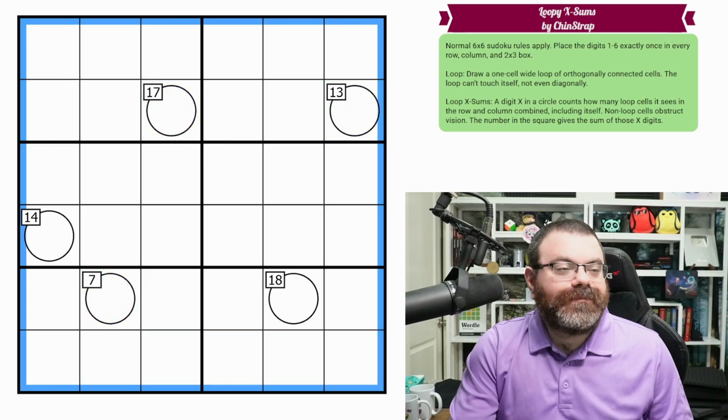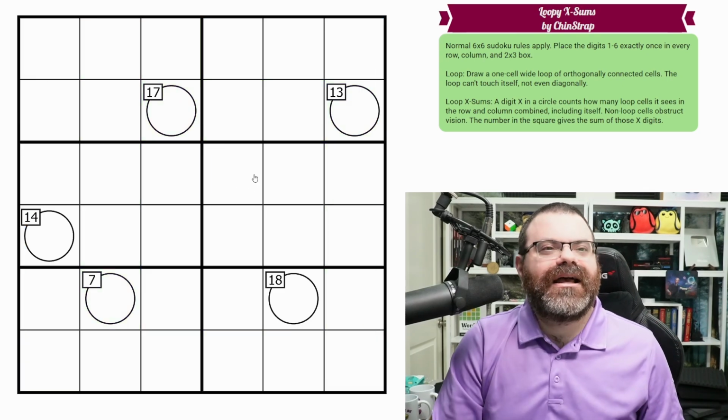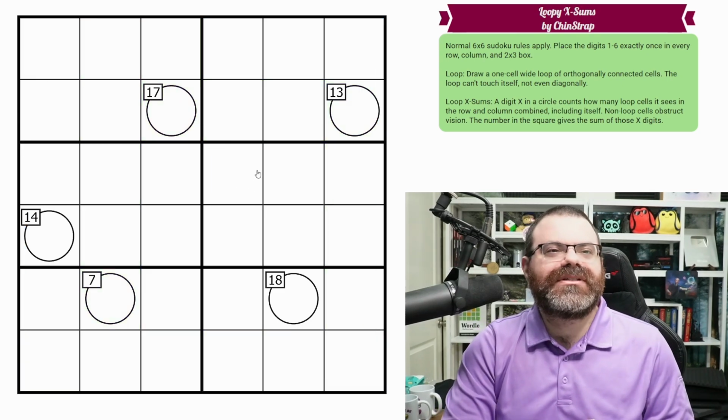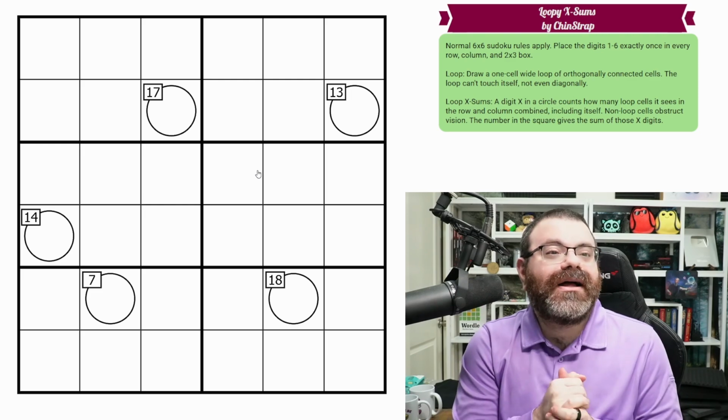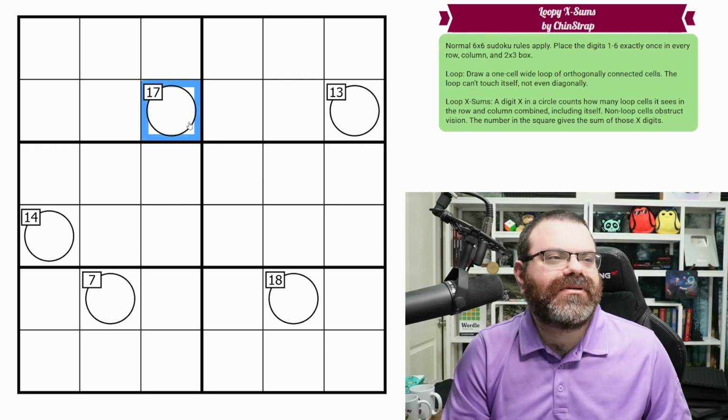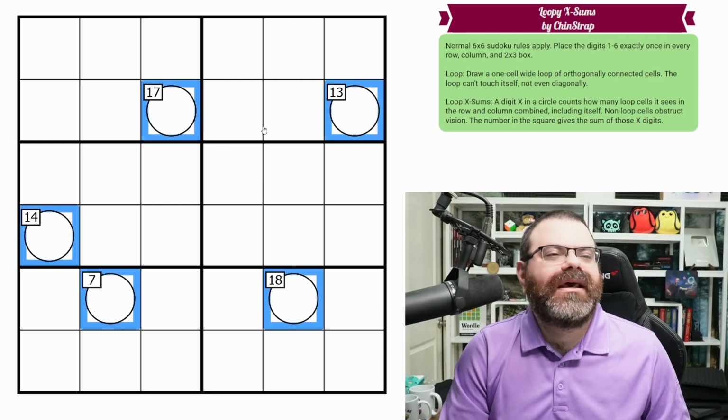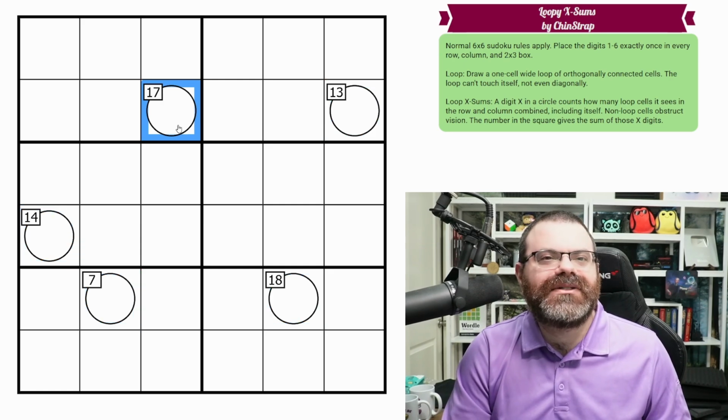All right. In addition to that, how are we drawing the loop? How do we know where the loop goes? How do we know where the digits go? Well, we have loop X sums. These are these circles in the grid with clues on the top left. The circles are on the loop, and the digit in the circle counts how many loop cells it sees in the row and column combined.